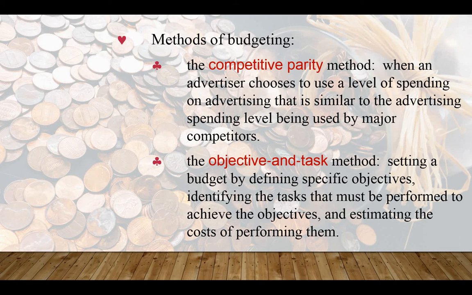The competitive parity method is when an advertiser chooses to use a level of spending on advertising that is similar to the advertising spending level being used by major competitors. So using Coke versus Pepsi again as an example, if you know that Pepsi is spending $100,000 on advertising, then Coke may want to spend at least that much in order to continue to be competitive and relevant.